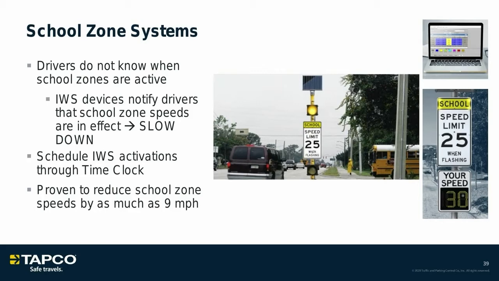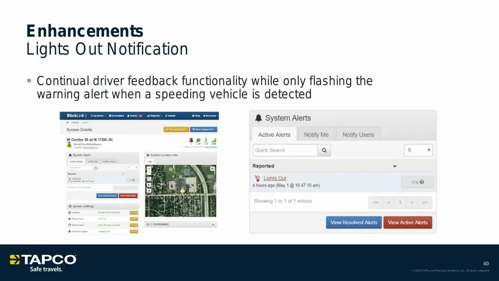As you can see, these systems have proven to reduce speed in school zones by 9 miles an hour. So hopefully drivers are adhering to a school zone speed sign with beacons or a blinker sign when they are activated. The lights out notification, when it comes to our radar feedback sign and or a school zone system, essentially is the radar feedback sign with a beacon or a speed limit sign. The radar feedback sign will always be on.